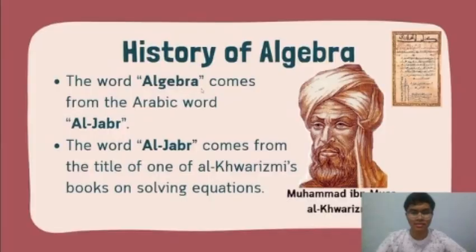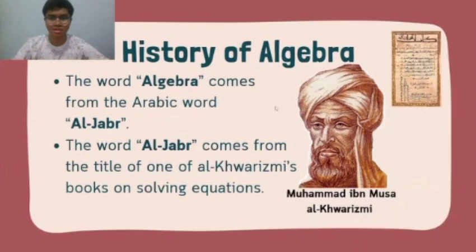The word algebra comes from the Arabic word aljabar, and the word algebra comes from the title of one of Al-Khwarizmi's book on solving equations. So this is the picture of Al-Khwarizmi, and his full name is Muhammad ibn Musa Al-Khwarizmi. He is known for being the father of algebra, and the reason behind that is because of this book. This book was written by him to introduce the world about the very first version of algebra.